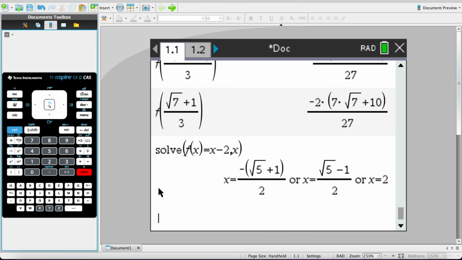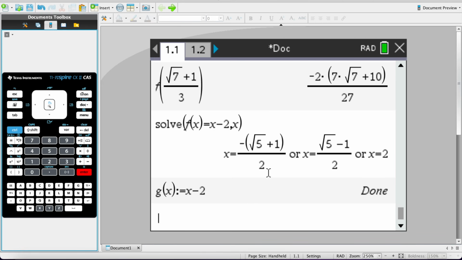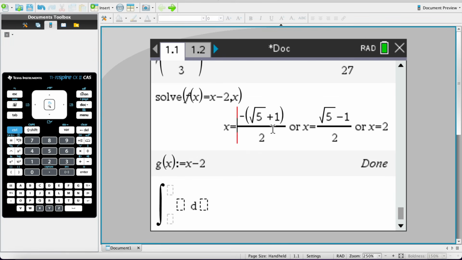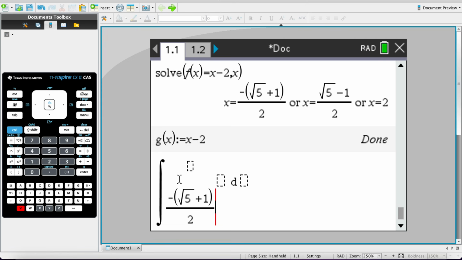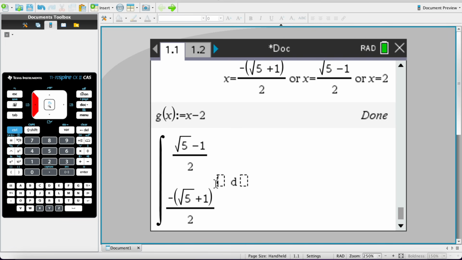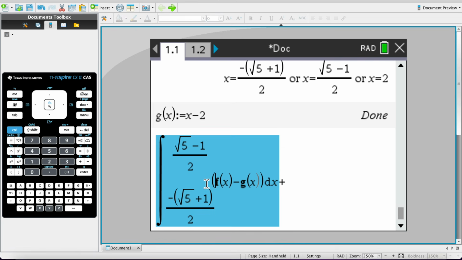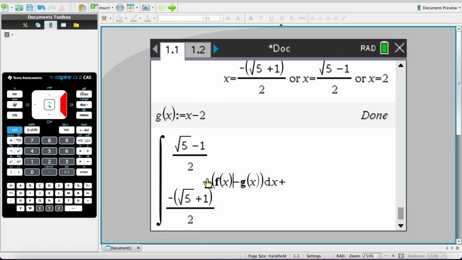I'm just going to define g(x) as x minus 1. No, sorry, x minus 2. That's what I self-defined. Now I just want to do the integral. Now we had the lower bound is this. The upper bound is this, the first one. And then the top one was f(x) minus g(x) dx. Then plus, and I'm just going to copy and paste. I made a mistake, sorry, when I wrote it down, but I'll fix it up.